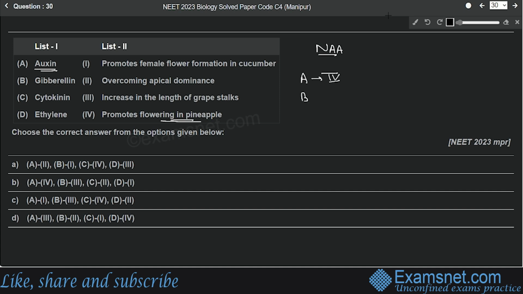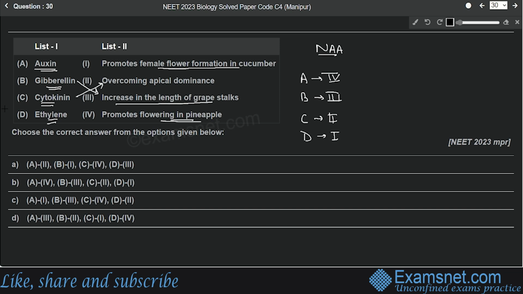Then the second hormone is gibberellin. The correct match for gibberellin will be increase in the length of grape stalks. It is known for increasing the length of grape stalks. So the correct match for B will be number 3. Then the third hormone is cytokinin. Cytokinin helps in overcoming the apical dominance. So the correct match for C will be number 2. And the last hormone is ethylene, which is a gaseous hormone. It promotes female flower formation in cucumber. So the correct match for D will be number 1.